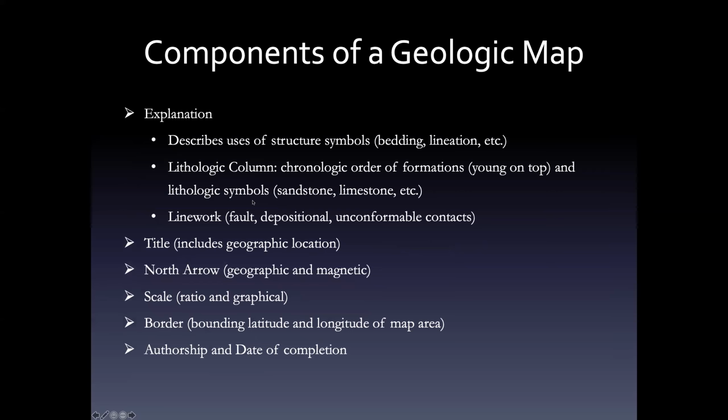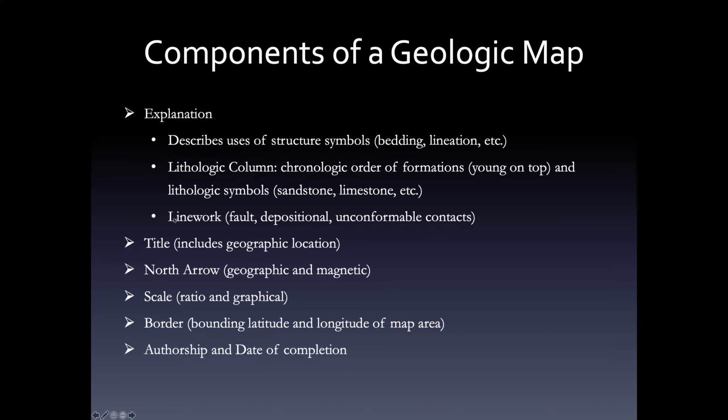When we look at a geologic map, much of this information you're collecting and putting in your notebook will then be transformed onto that geologic map, which includes description of structural symbols such as bedding, lineation. You're going to have a lithologic column. So this is going to tell you what the rock types are, what the formation names are. They're going to be in chronological order of the formations, from young on top and oldest on the bottom. You're going to use the correct symbols.